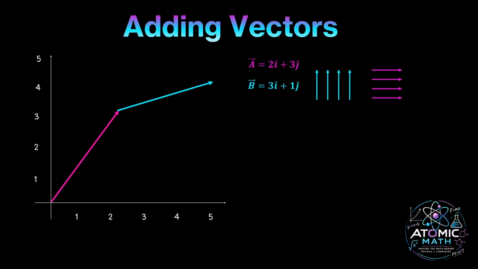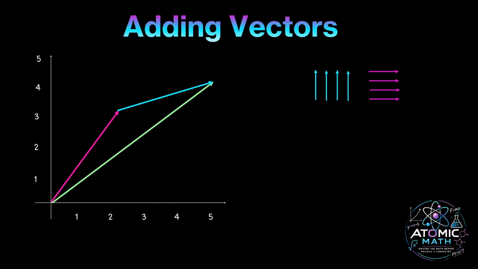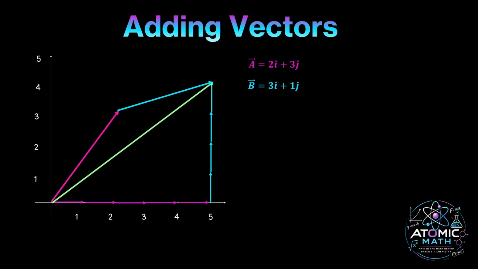So as long as they're lined up head to tail, your resulting vector from adding these together will be the vector that's drawn from the beginning to the end. Now we can see that we could describe this resultant vector in terms of 5 i vectors and 4 j vectors. So we could say that the vector a plus b is going to be 5i plus 4j.